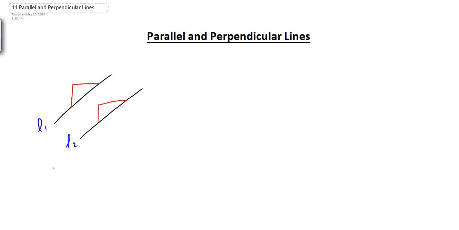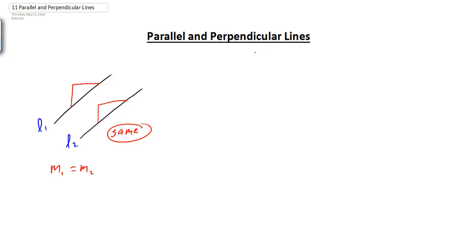So if we have lines that are parallel, we'll call this line 1 and this one line 2, then the slope of line 1 has to be equal to the slope of line 2. So parallel lines will have the same slope.